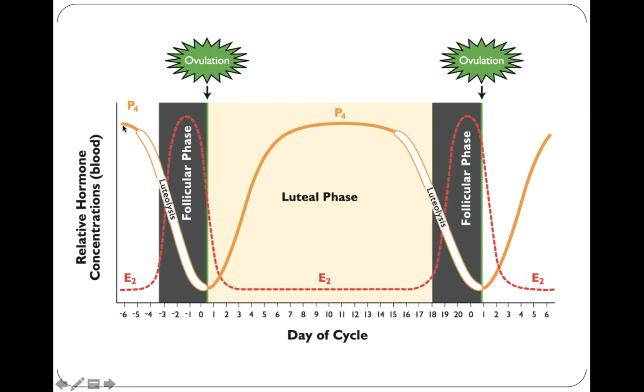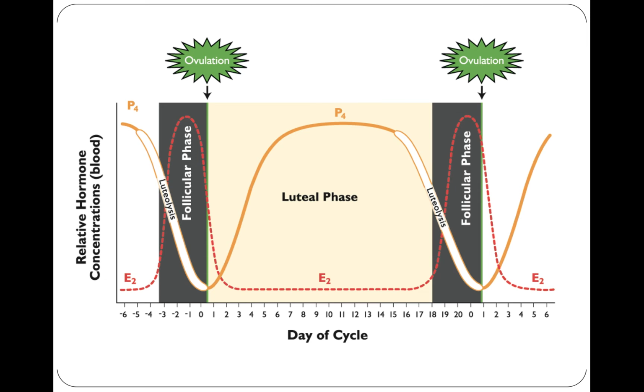So once it is lysed, we see progesterone decrease rapidly. This process is called luteolysis. We're getting rid of the corpus luteum. Once progesterone decreases rapidly, that enables estradiol to increase rapidly. And when estradiol increases rapidly, this pushes that female from the luteal phase into the follicular phase.